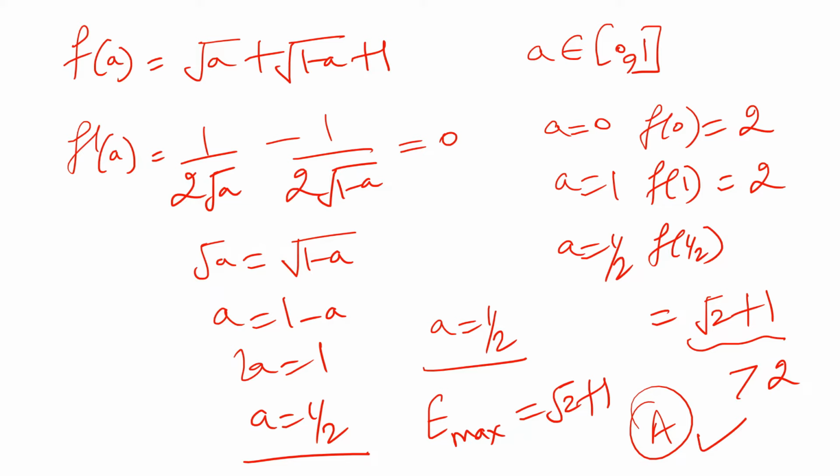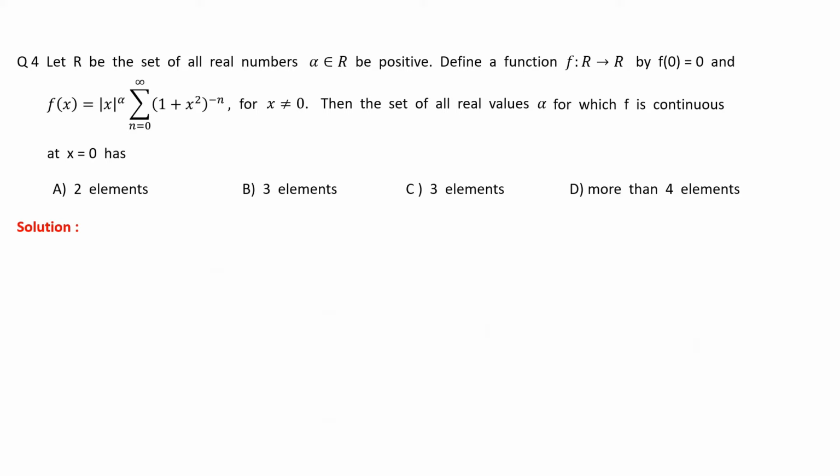Now we move to the next question. Now this is a good question on continuity. The question says, let capital R be the set of all real numbers, alpha belonging to capital R be positive. Define a function f from R to R by f of 0 equal to 0 and f of x equal to mod x to the power alpha into summation n varying from 0 to infinity, 1 plus x square whole power minus n, for x not equal to 0. Then the set of all real values alpha for which f of x is continuous at x equal to 0 has.